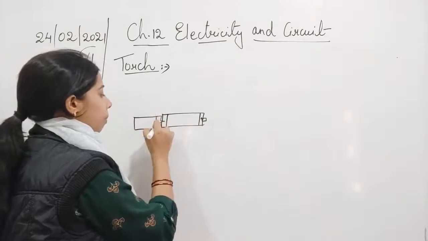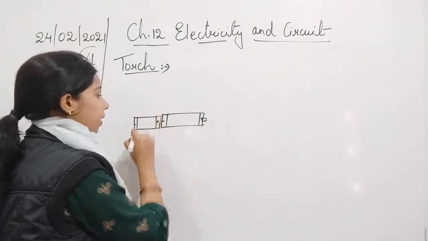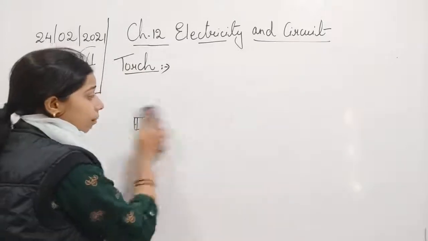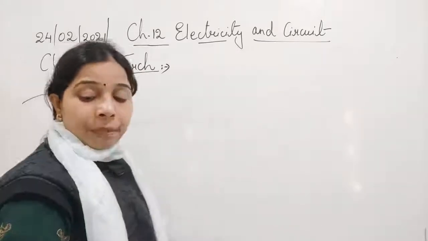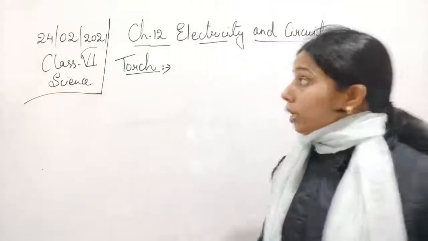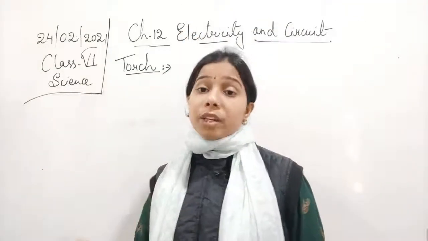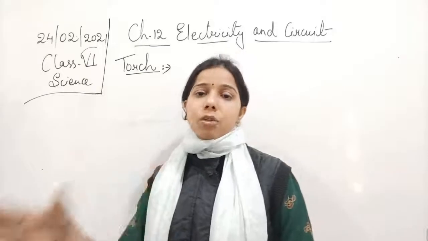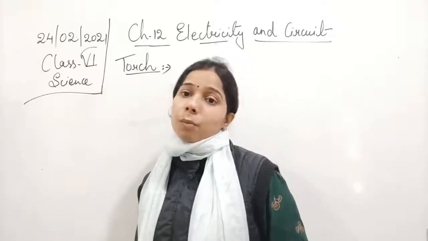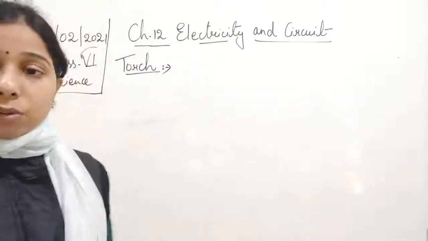Okay, so the metal cap means this positive terminal will be connected. So it is connected like this, students. I want to tell you, students, that a torch is a portable device. It means that a torch is portable, that which we can carry from one place to another. This kind of electric lamp is supposed to be a portable electric lamp.